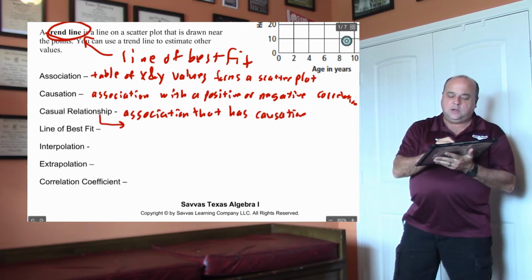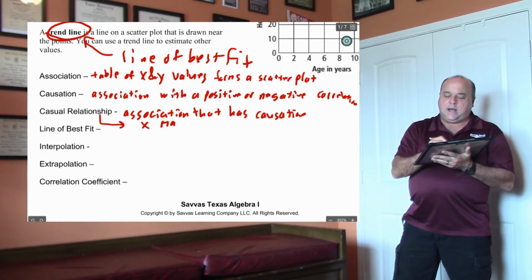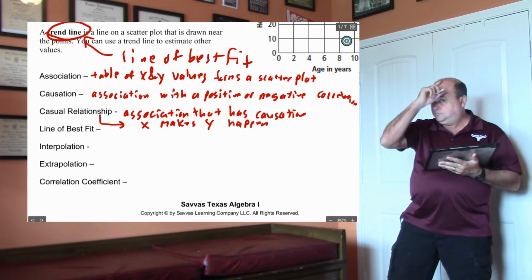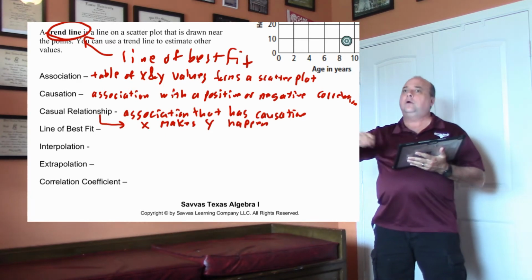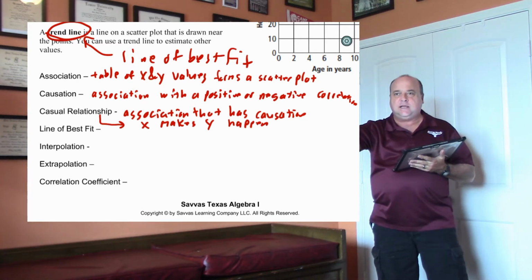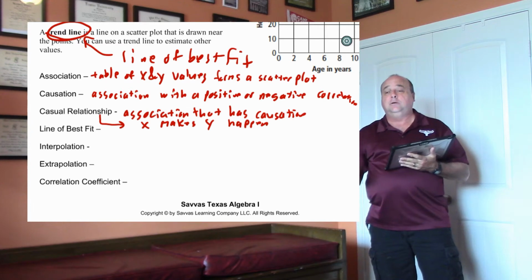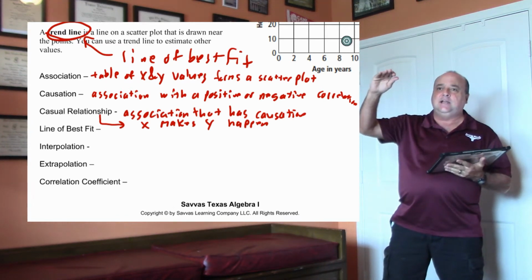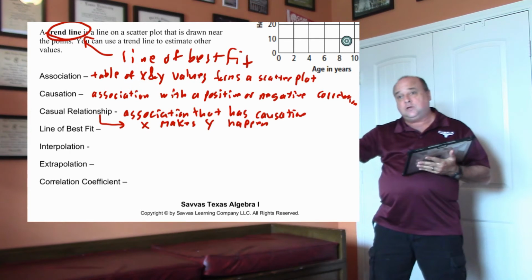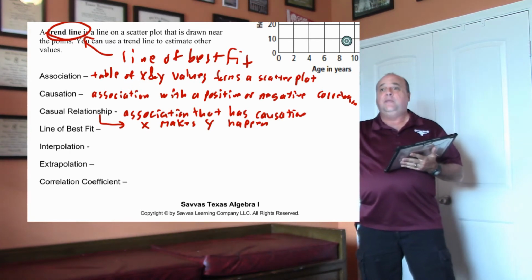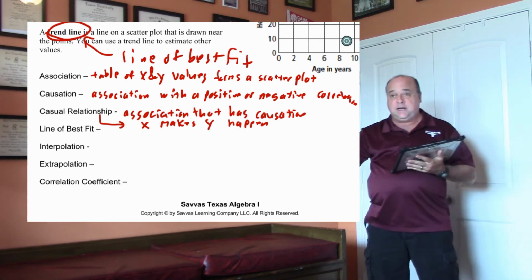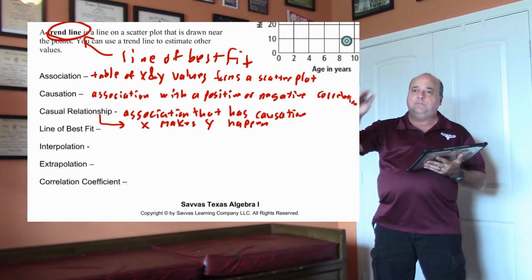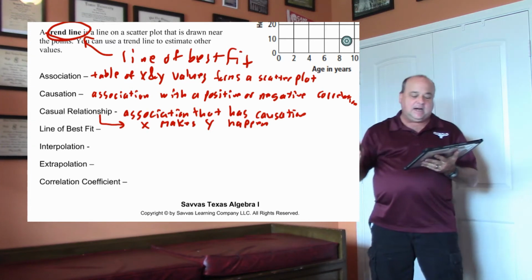Another way to think of it: X makes Y happen. For instance, if you're getting paid per hour, the more hours you work, the higher your pay. That is a causal relation, okay? What about the gasoline in your car as you drive? The more miles you drive, the gas goes down, right? That would be a causal relation. One would be a positive correlation, one would be a negative correlation. But X makes Y happen. That is a causal relation.